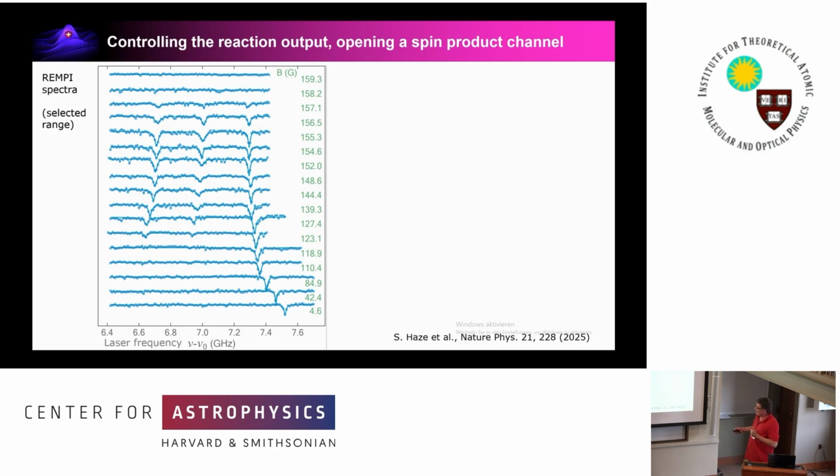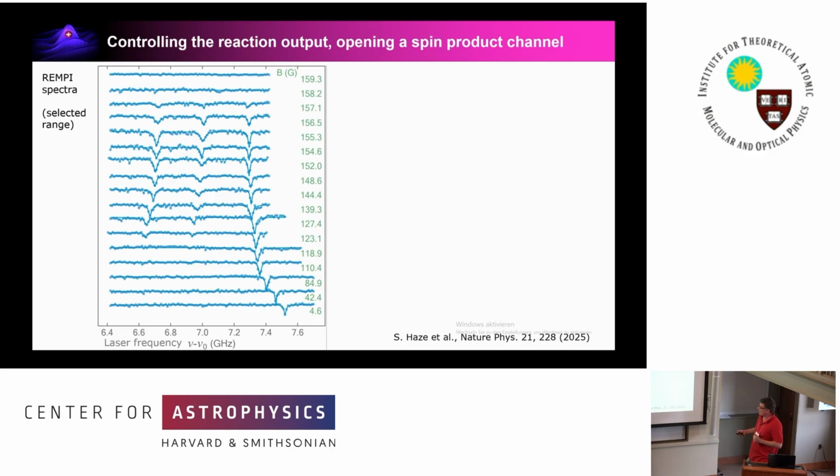So you have here scans where we scan our laser and we look for molecular signal. Whenever you see a dip, that's a molecular signal. And here in green, you have the magnetic field. So here we start essentially at 0 magnetic field, and then we go up to 150, even 160 Gauss. So the Feshbach resonance is around here.